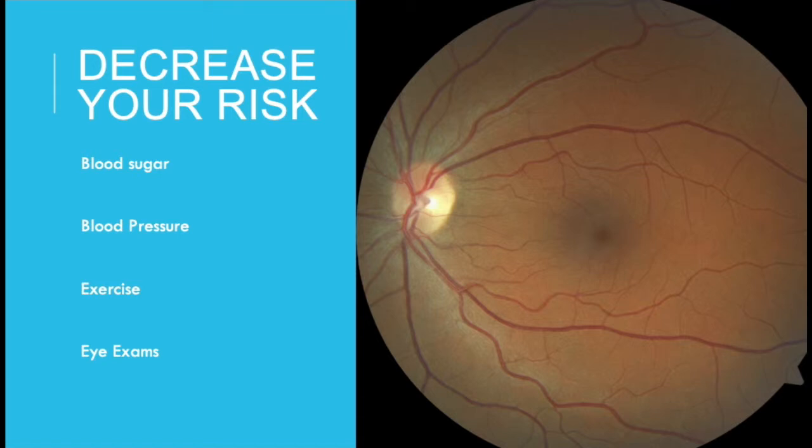Exercise has been shown to be quite helpful in decreasing the risk of developing or experiencing progression of diabetic eye disease. Eye exams are absolutely critical. The reason why is because detection of diabetes at an early stage can lead to better treatments, which results in better vision. So patients who have type 1 diabetes, it's recommended that those patients have a diabetic eye exam within 3 to 5 years after the onset of diabetes.